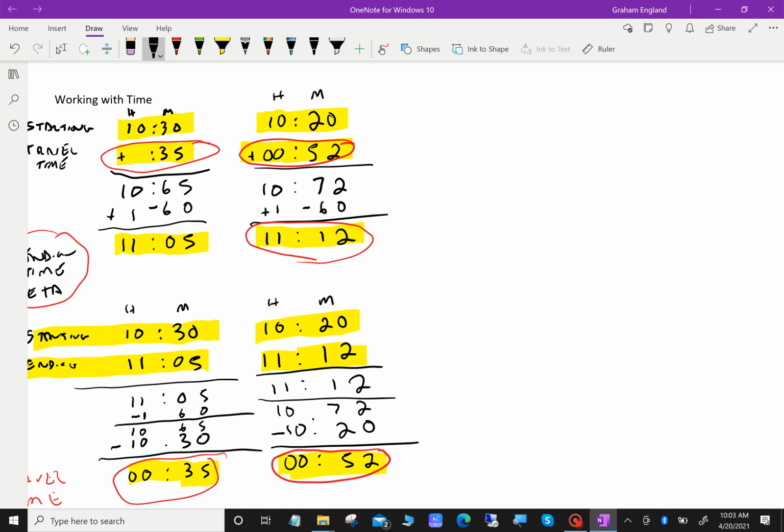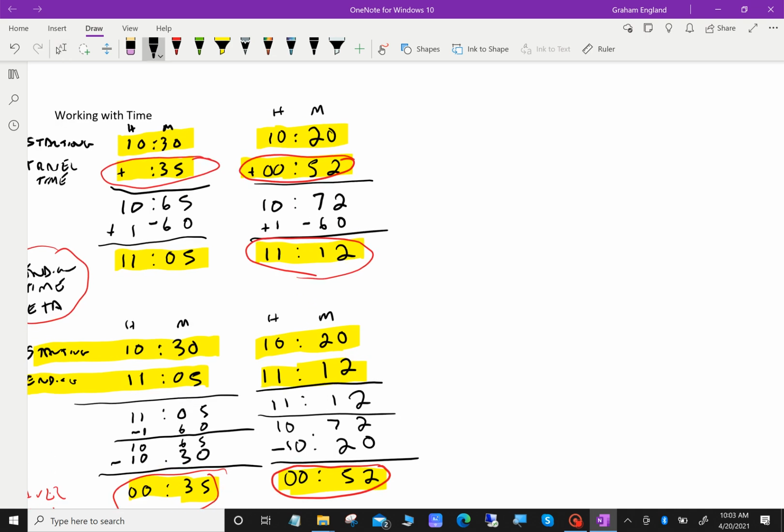And I'm going to do one that's a little more interesting. Okay. We start at 10:14. And somewhere along the line, we were told that 138 minutes was our travel time. That's over 2 hours, right? So how would I do this? How would I add that?